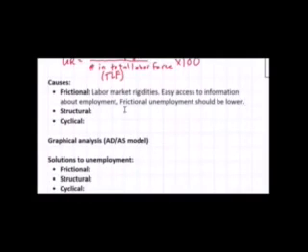So what are the causes of structural unemployment? Technological change that makes certain types of labor redundant. For example, robots come into a factory and replace factory workers. Technological change can cause structural unemployment, and globalization is the second major cause of structural unemployment.